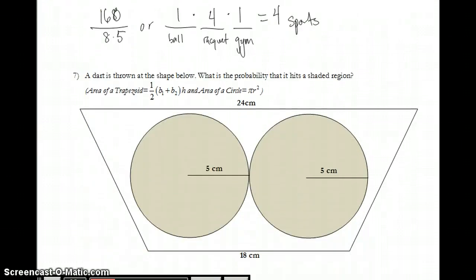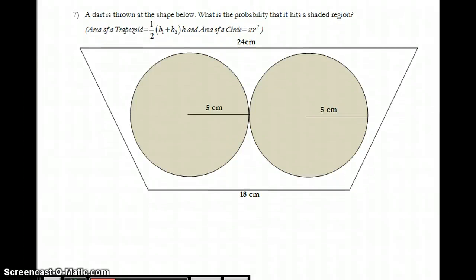Here we've got this geometric probability problem. I'm throwing a dart at the trapezoid, that outside shape, and I want to know what's the chance that it hits a circle. To do this, we need to figure out how their areas compare. So the area of the circles is the area of one circle times 2, because they're the same circle. The area of a circle is pi times the radius, which is 5, squared.